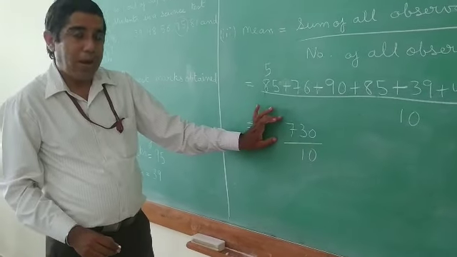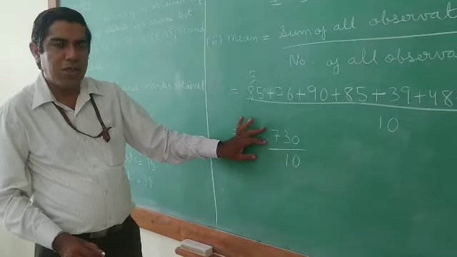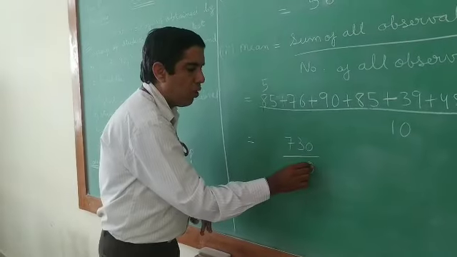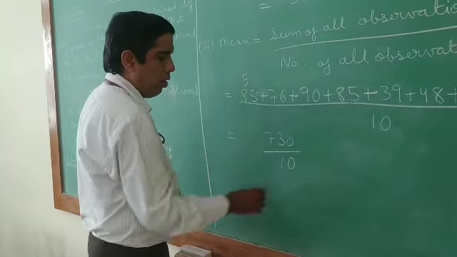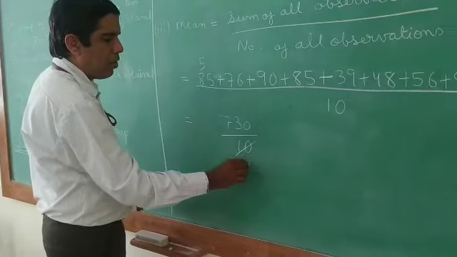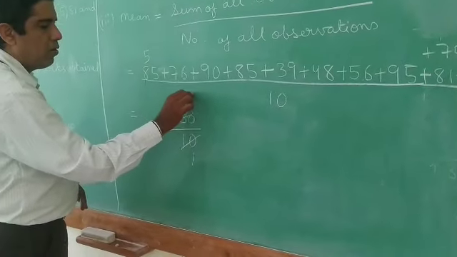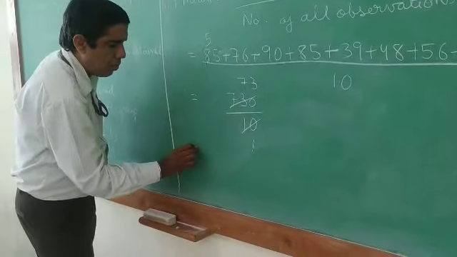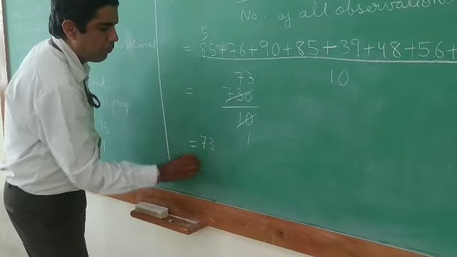This totaling should be right. If there is a mistake in this totaling, the whole answer will change. So be careful while doing totaling. Now I will do cancellation. 10 ones are 10, and I will write here 73. So you can see the answer 73.